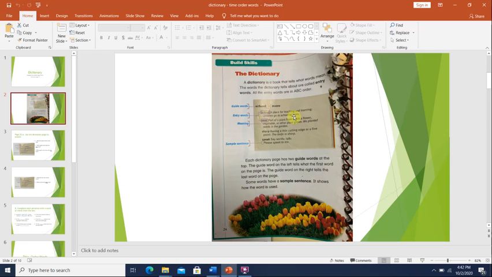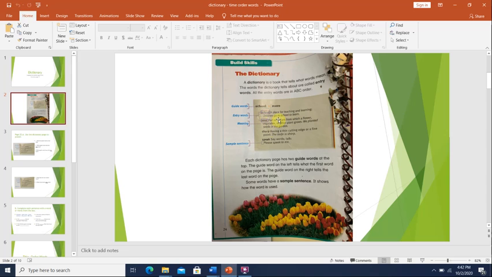After the definition or meaning, you have another sentence. This is called the sample sentence. The sample sentence shows you how to use the entry word in a sentence. So, for example, the first entry word is school. That means the sentence will show you how to use the word school in a sentence. Again, children go to school to learn. This is the sample sentence.